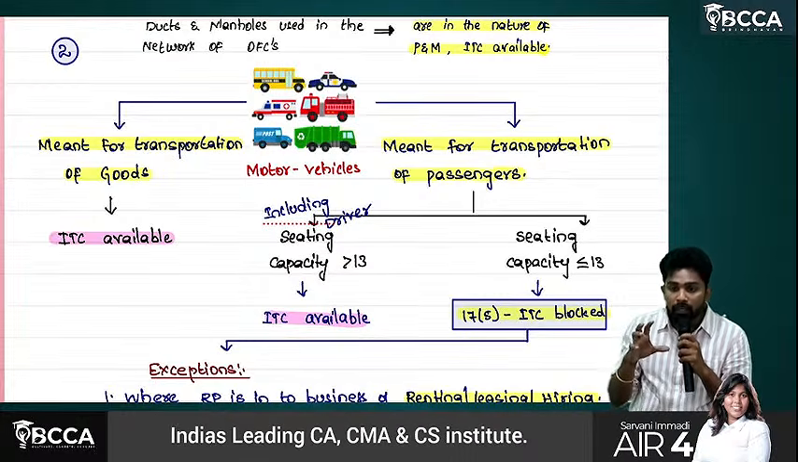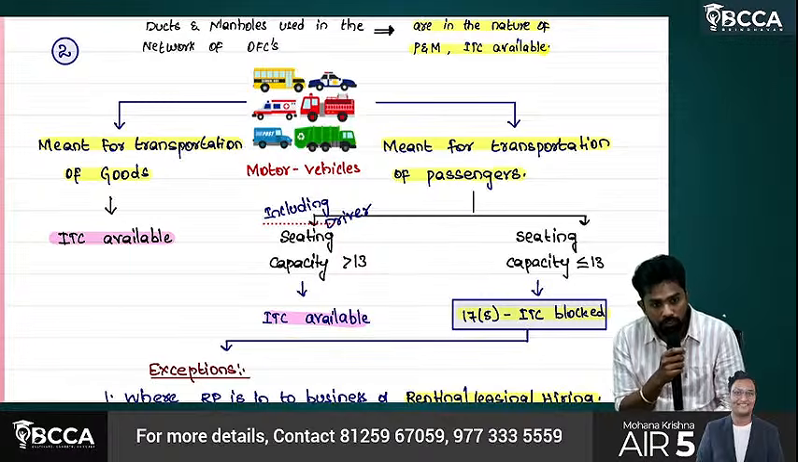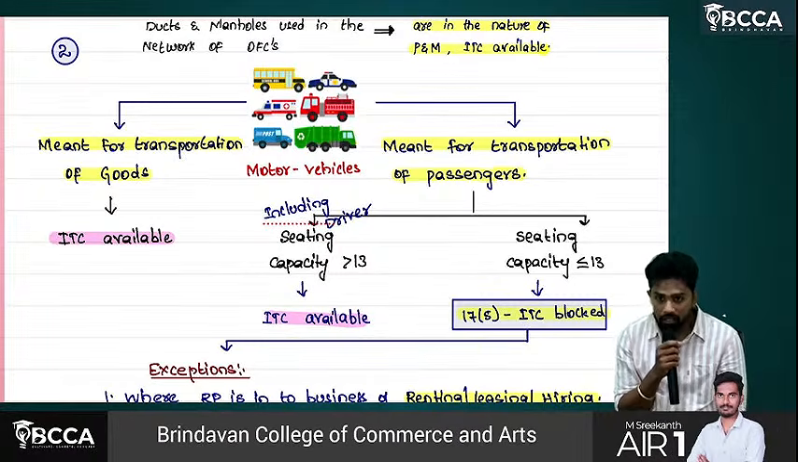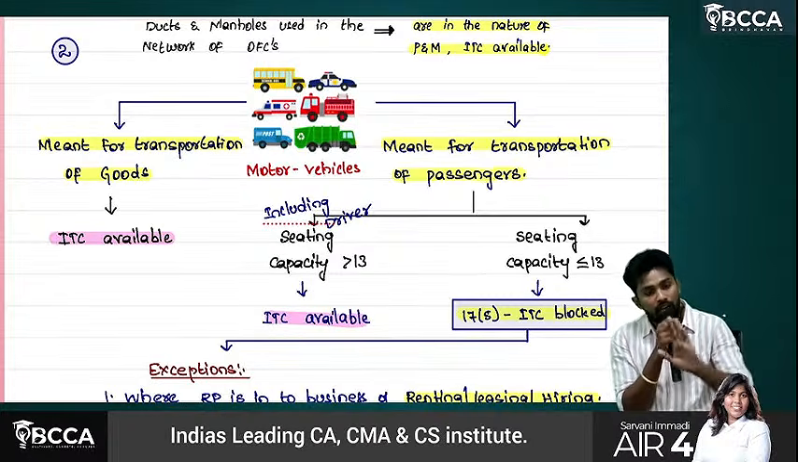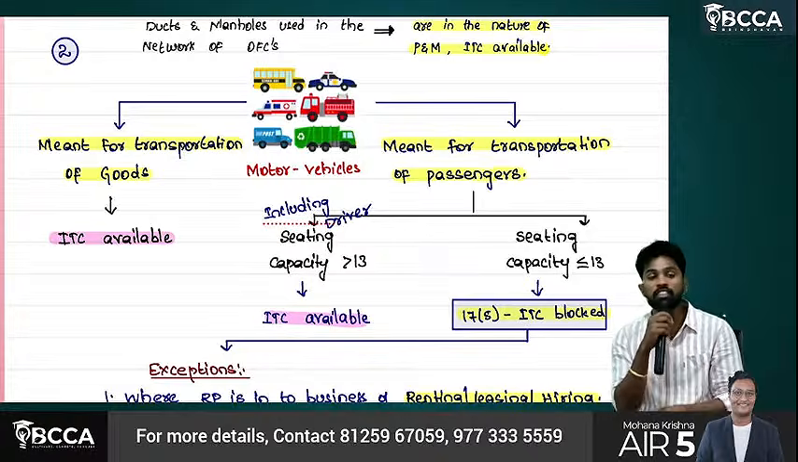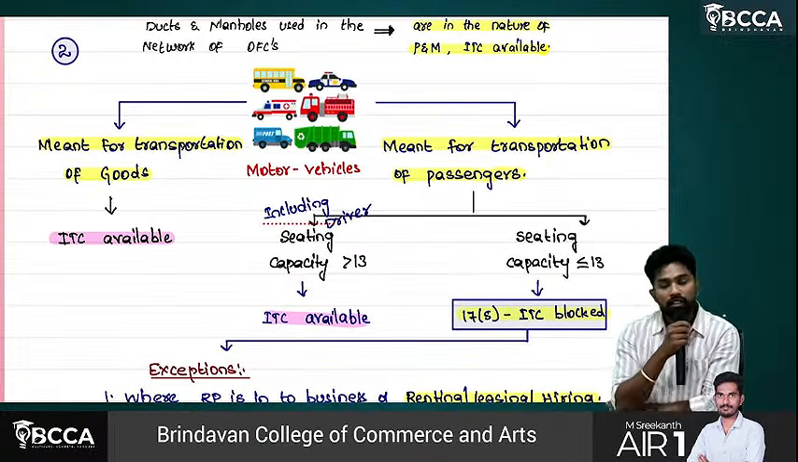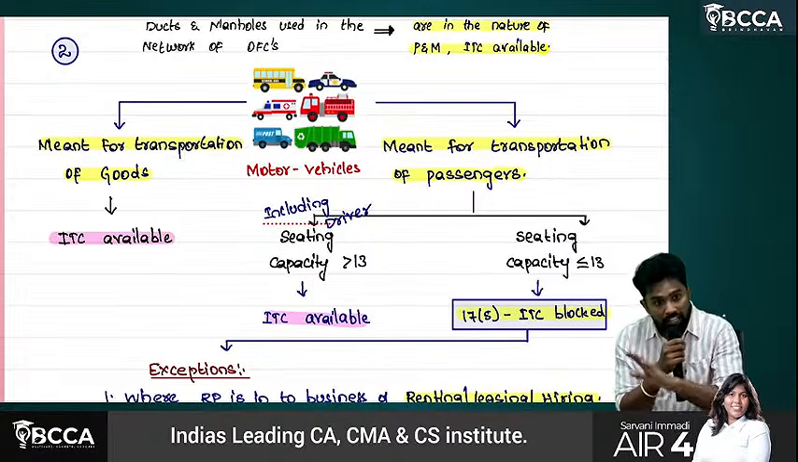Sir, seating capacity more than 13. Sir, more than 13, what motor vehicles will be there, sir? Buses, like mini buses and the normal buses only will be there. On them ITC is available. Okay. But if the seating capacity is within 13, cars, tempos and all will come. So on them ITC is not available in general.